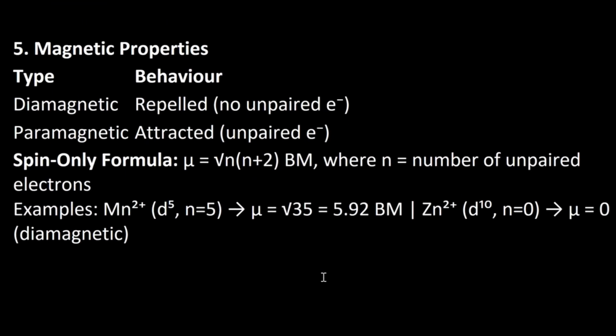Then the next important part is magnetic property. We know that unpaired electrons make a species paramagnetic and fully paired ones are diamagnetic. And there is the spin-only magnetic moment formula. Always remember that the number of unpaired electrons will be the starting number of your answer.